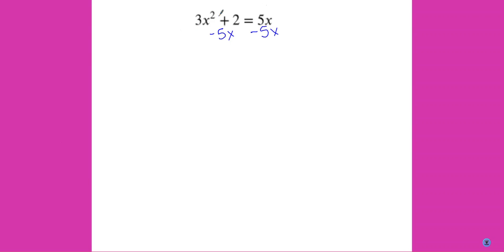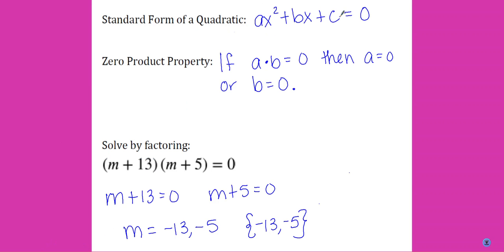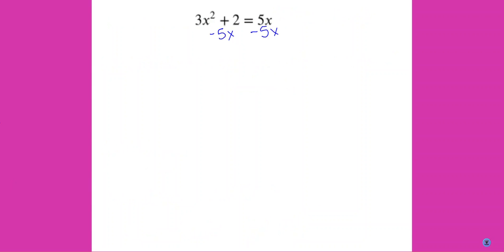When we move it to the other side, we want to be sure that we're writing things in the standard form order to make it easier to factor. So it'll be 3x squared minus 5x plus 2 equals 0. Then I can follow my steps for factoring.